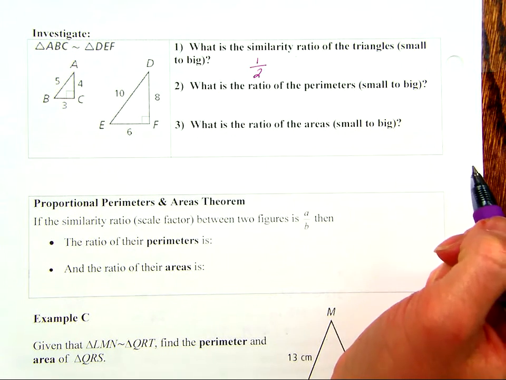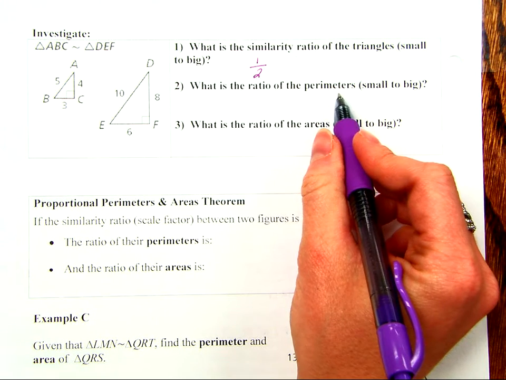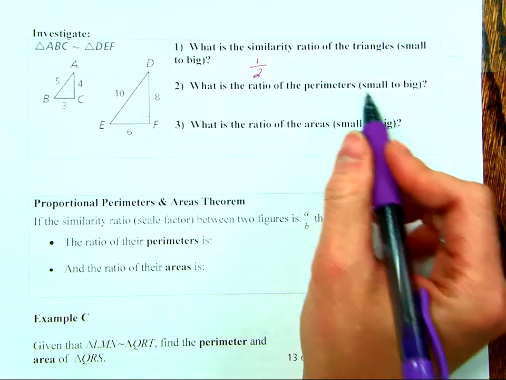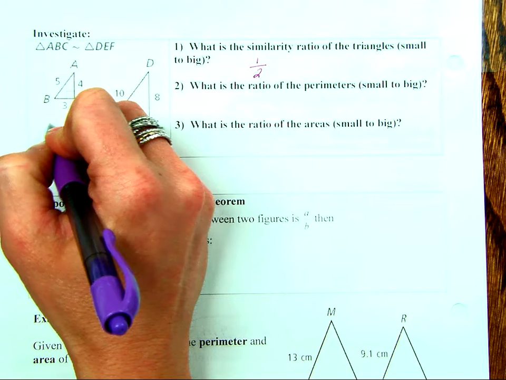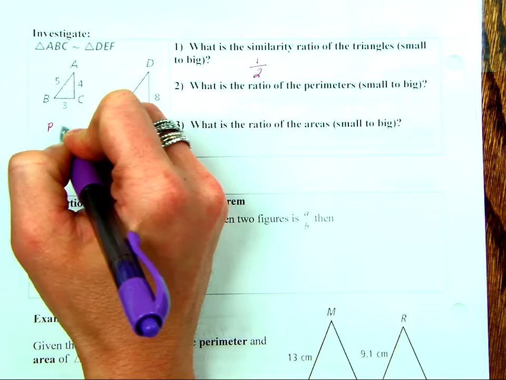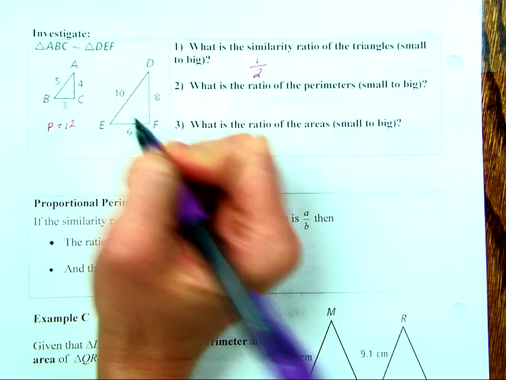If I were looking for the ratio of the perimeters, well, the perimeters, when we add up the outside, here, 3 plus 4 plus 5, I'm going to see it says perimeter of 12.